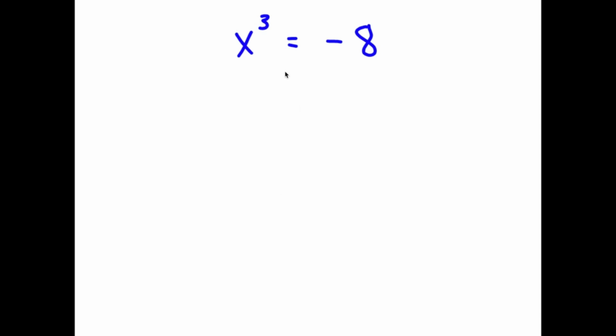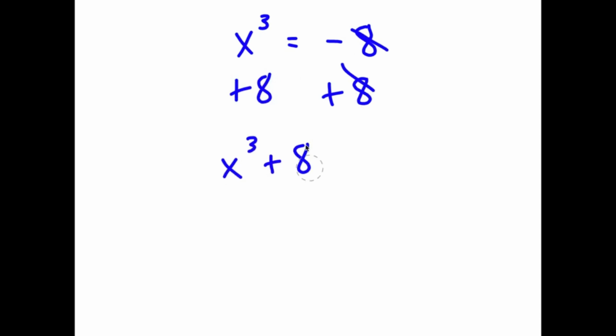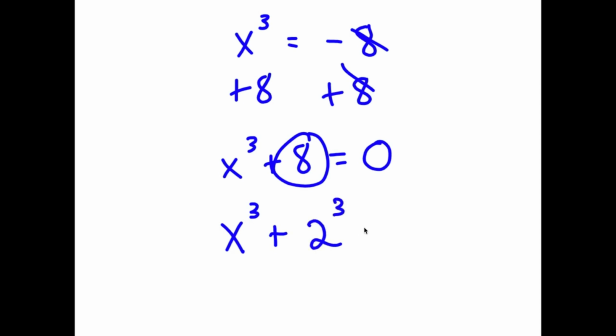Alright, so in this problem, I have x to the power of 3 is equal to negative 8. So to solve this, I'm going to first start by adding 8 on both sides. So then I have x to the power of 3 plus 8 is equal to 0. Now I'm going to rewrite 8 here as 2 to the power of 3. So now I have x to the power of 3 plus 2 to the power of 3 is equal to 0.